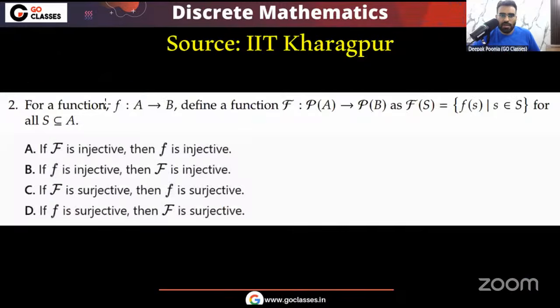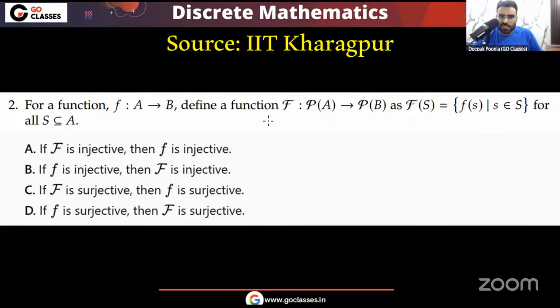I hope you understood. Now, once you understood this question, let's solve all these four options. Let's check each of them separately as a separate question. So let's take the first one: if capital F is injective, then small f is injective. We need to check whether this is true or false. I don't know whether this is true or false, but let's check. Then we also need to find whether the converse is true or false, meaning if small f is injective, then capital F is injective. Basically, we need to check both directions.